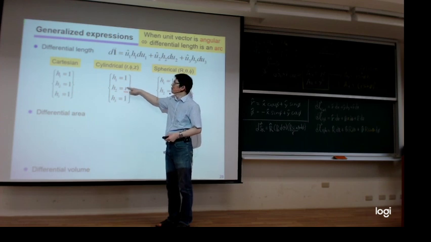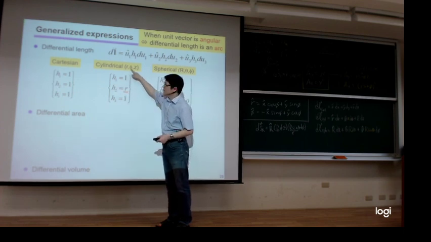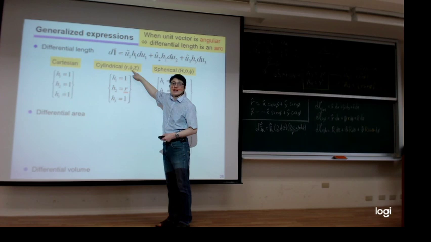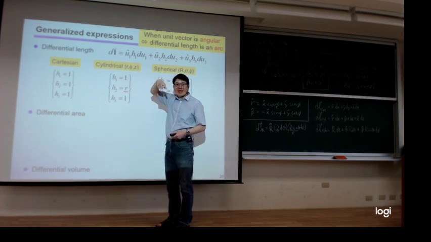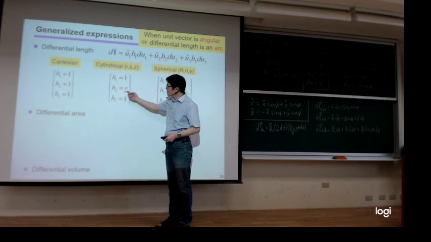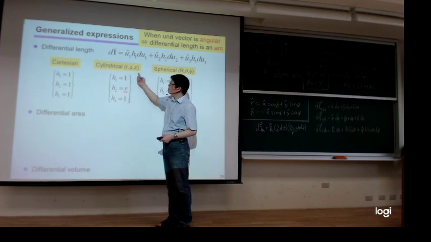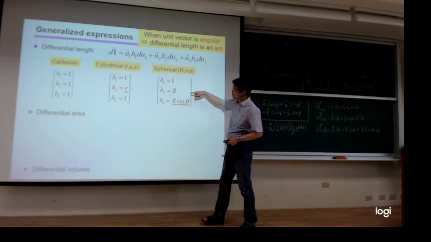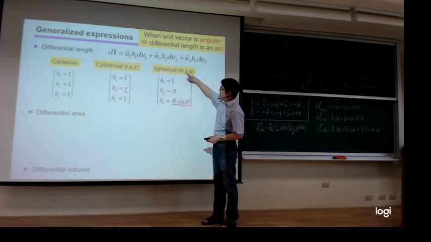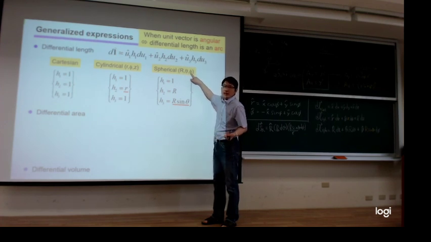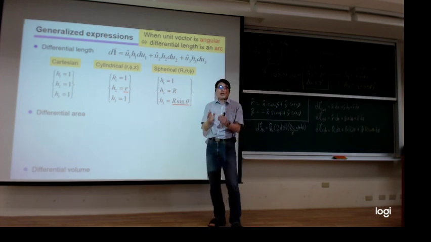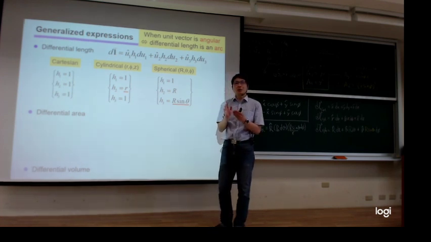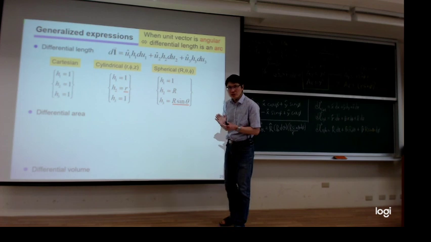Why? Because in this degree, phi is angular. So your differential length is an arc. You have to multiply this by d phi. Okay? Spherical coordinate, unfortunately, your second coordinate is theta, angular. Third one, phi, is also angular. So you need to take their effective radius into consideration.